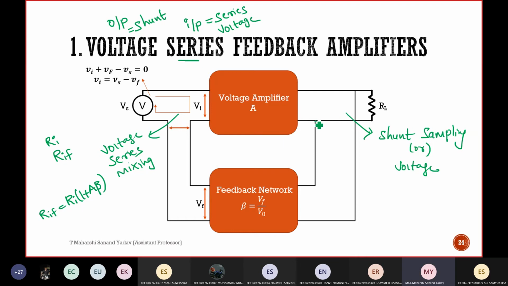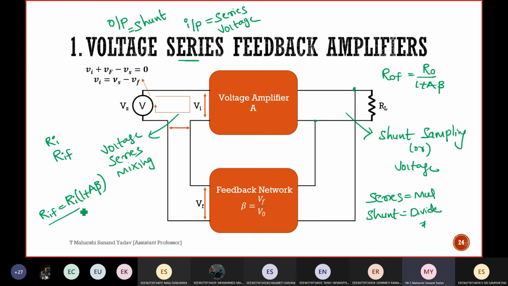And in the output part, it is in the form of shunt. If it is in the form of shunt, you need to divide. So ROF is nothing but Ro by (1 plus A beta). Clear? Input side, if it is series, directly you have to multiply. If it is shunt, you need to divide. Only remember these 2 points. If it is series, multiply with 1 plus A beta. If it is shunt, divide by 1 plus A beta.